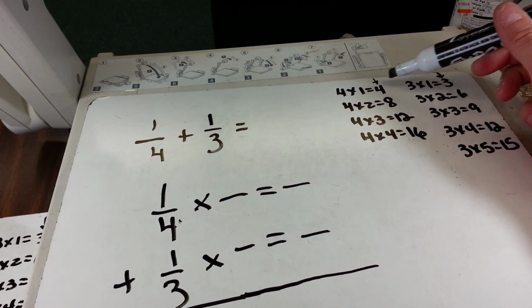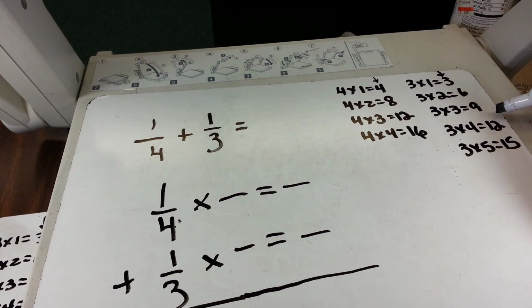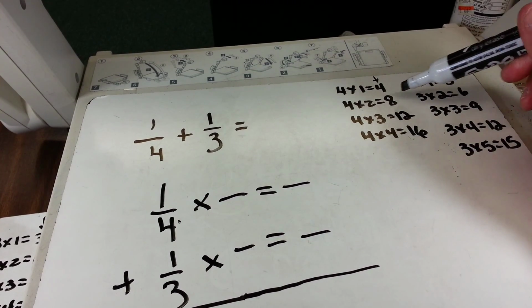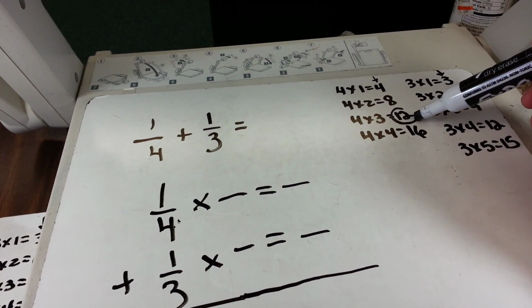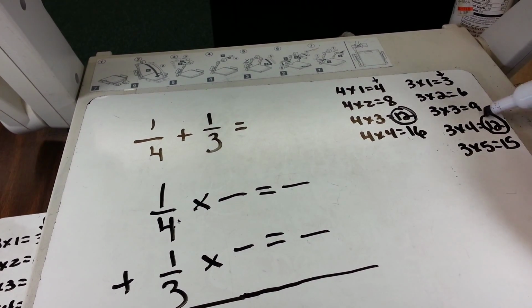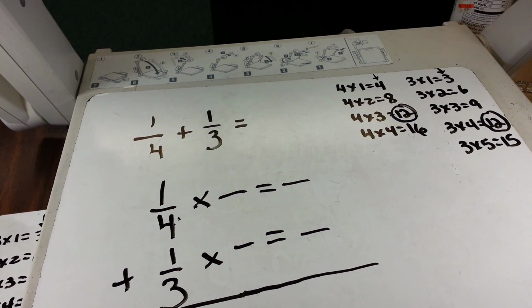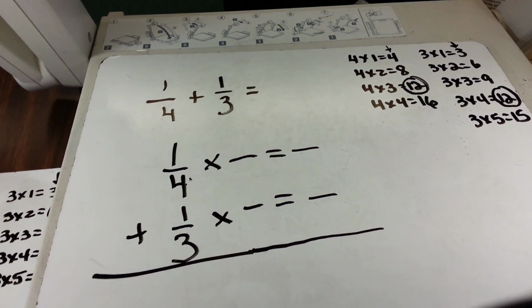Well, do we have a 4 in this section? No, we don't. Do we have an 8? No, we don't. Uh-oh. I found a 12 here, and I found a 12 here. That is going to be our common denominator.